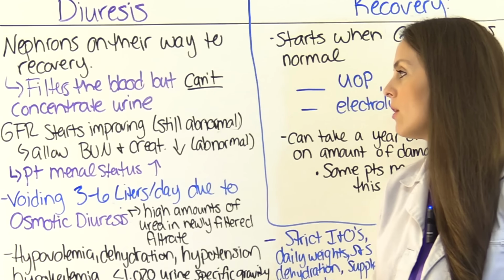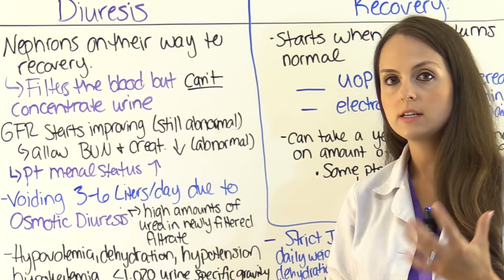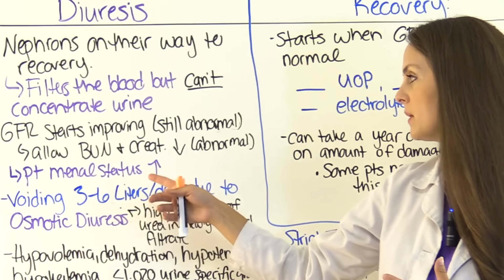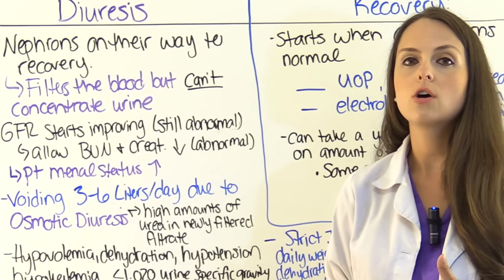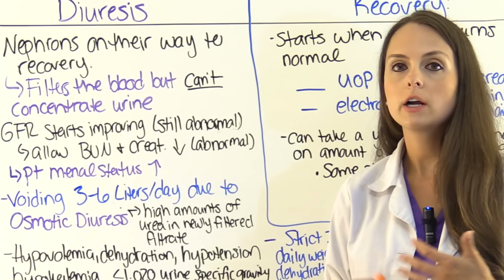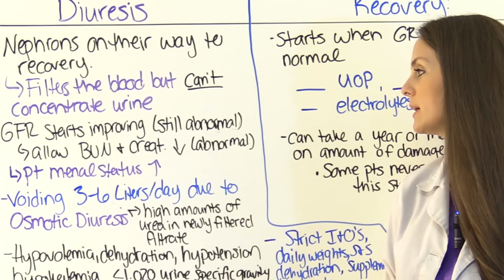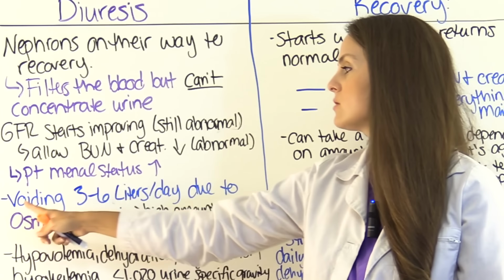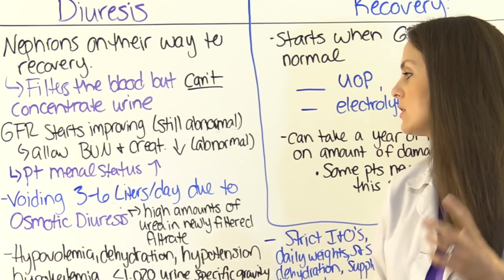Now, the GFR is improving, but it's still abnormal, so that's why you're seeing the decrease in the BUN and creatinine. But those levels will still be abnormal, but your patient will start to become more alert and oriented compared to how they were in the previous stage, the oliguric. Now, your patient is going to be voiding a massive amount of urine, about 3 to 6 liters per day.